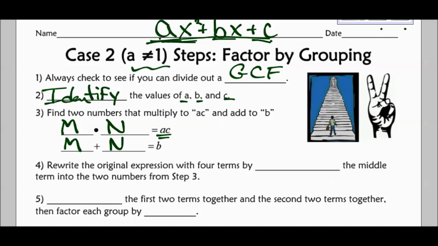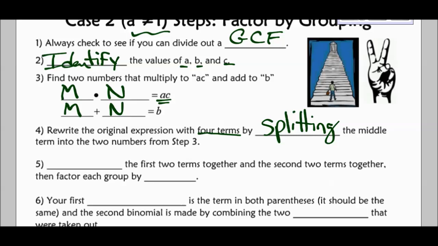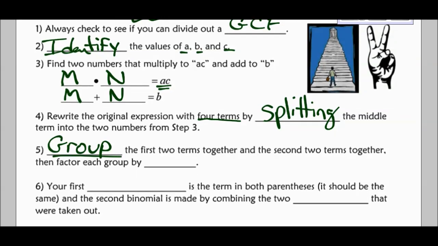We're going to rewrite the original expression with 4 terms instead of 3, and that's going to happen by splitting the middle term. These are really steps that you're going to go back to once you start practicing this. This is not going to make a whole lot of sense right now. We are going to group the first 2 terms. That's what I mean by factor by grouping. This is the grouping part of it. And group the second 2 terms, and then factor each by using the GCF.